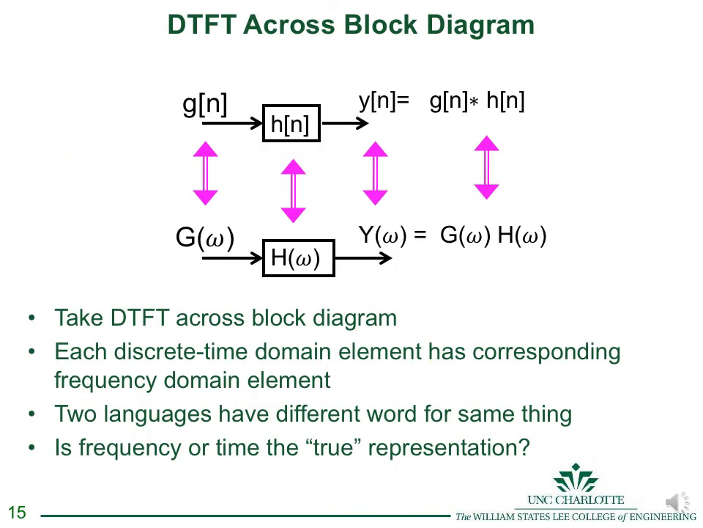Another thing to consider in the DTFT is that we can take the DTFT across a block diagram. So the discrete time Fourier transform of g of n is G of omega, h of n gives H of omega, and y of n gives Y of omega. And also the property of convolution means that the convolution in time results in a multiplication of the two DTFTs.